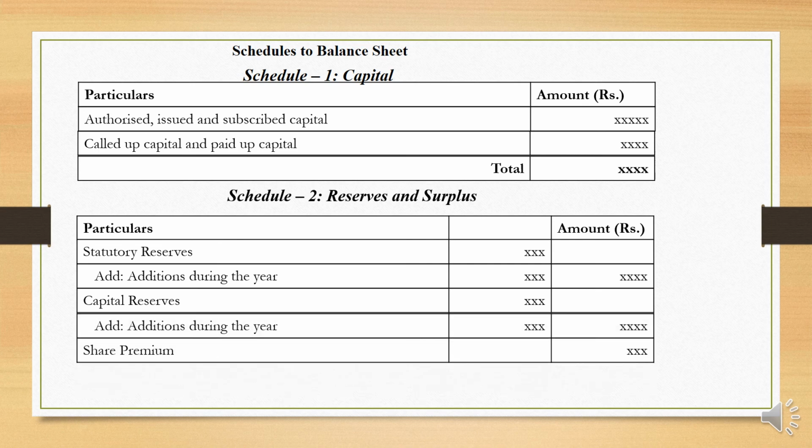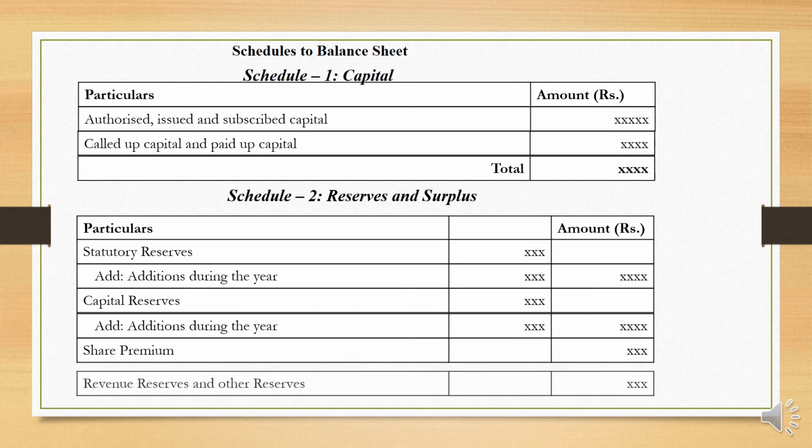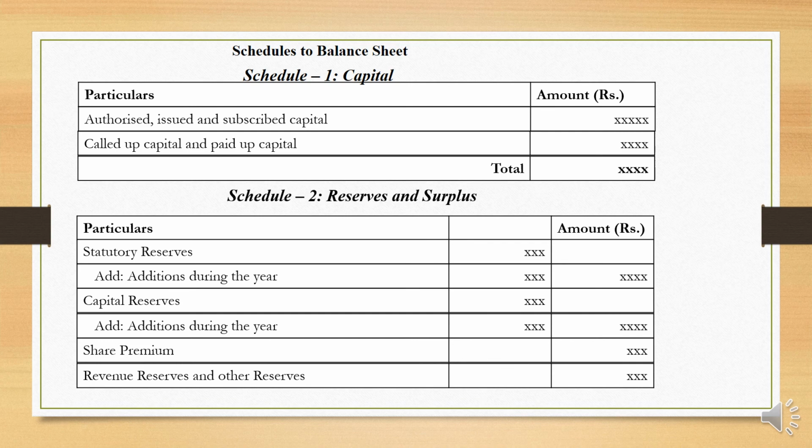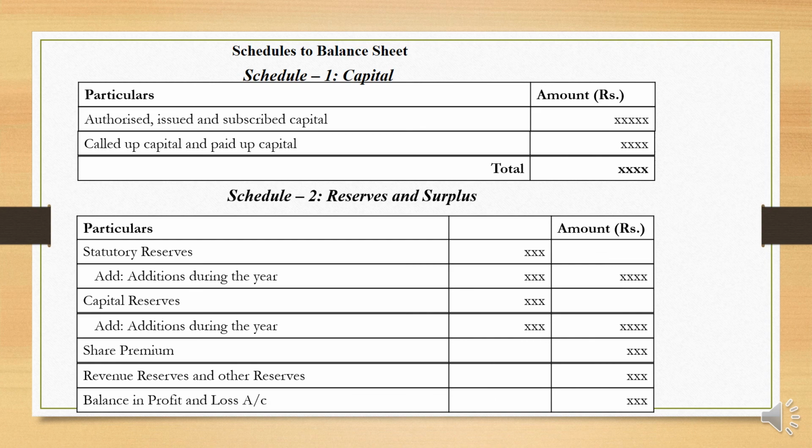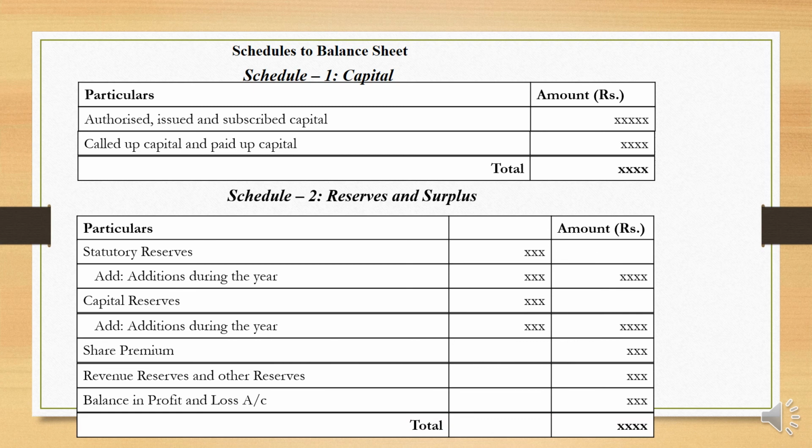Next comes share premium. Here also, if there is any addition this year, that has to be added. Then revenue reserves and other reserves. Here also, if there is any addition this year, that has to be added. Next comes the balance in the profit and loss account. This year's profit and loss account balance transferred to the balance sheet is going to appear here. So that has to be written. With this, we will get the total of reserves and surplus.